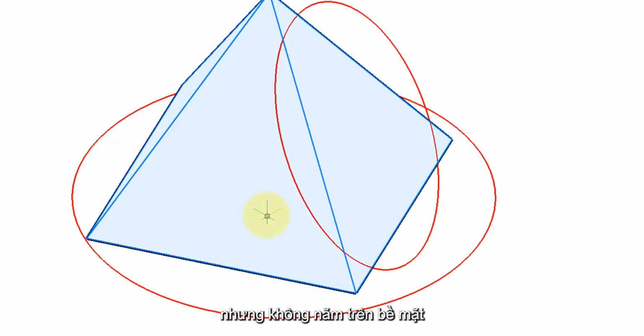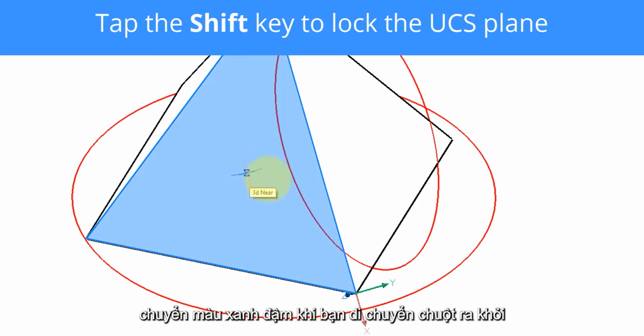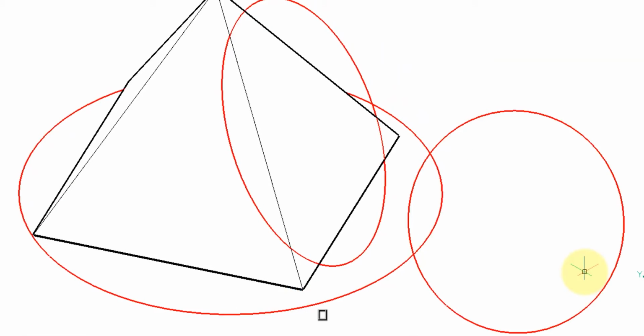If you need to draw the circle at the same angle as the face but not on the face, then once again start the command, tap the shift key, notice that the face turns dark blue, move your cursor where you need it to, and then it's drawn at the angle of the face.